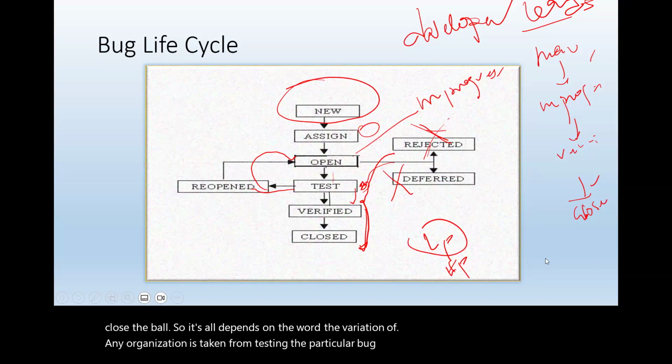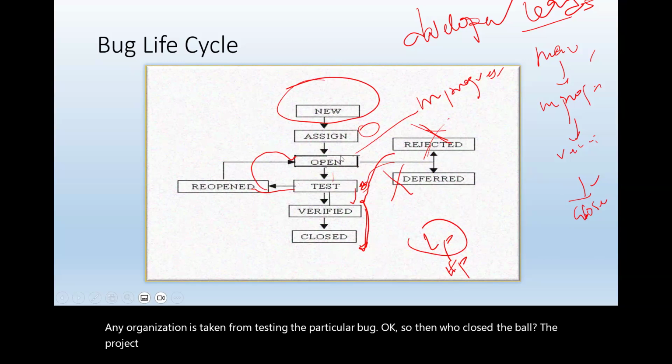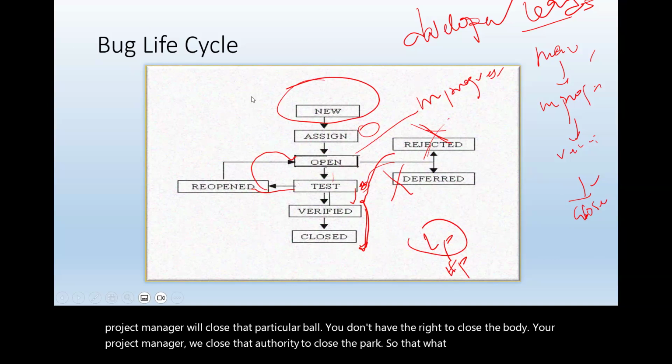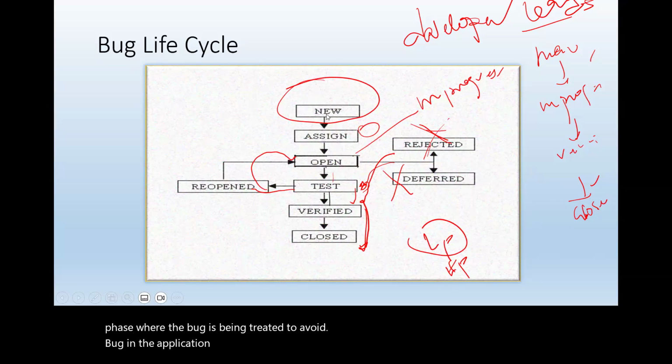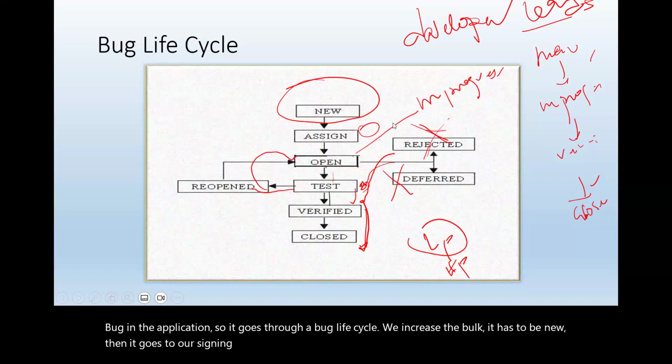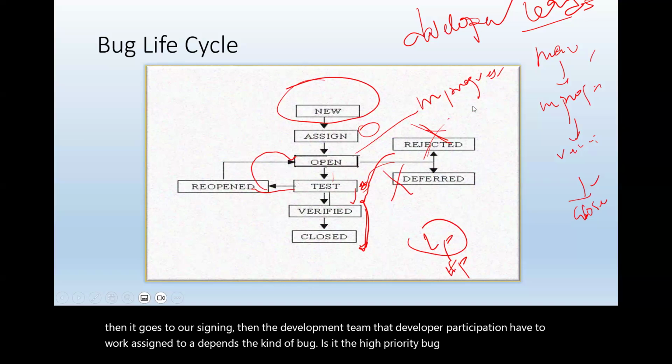Okay, so then who closes the bug? The project manager will close that particular bug. You don't have the right to close the bug. Your project manager has the authority to close the bug. So that's what the bug life cycle is. It's a phase where the bug is being treated to avoid bugs in the application. They raise a bug, it starts as new, then it goes to assigning. Then the developer team that develops that particular application has to assign it, depending on the kind of bug. Is it a high priority bug or a low priority bug?